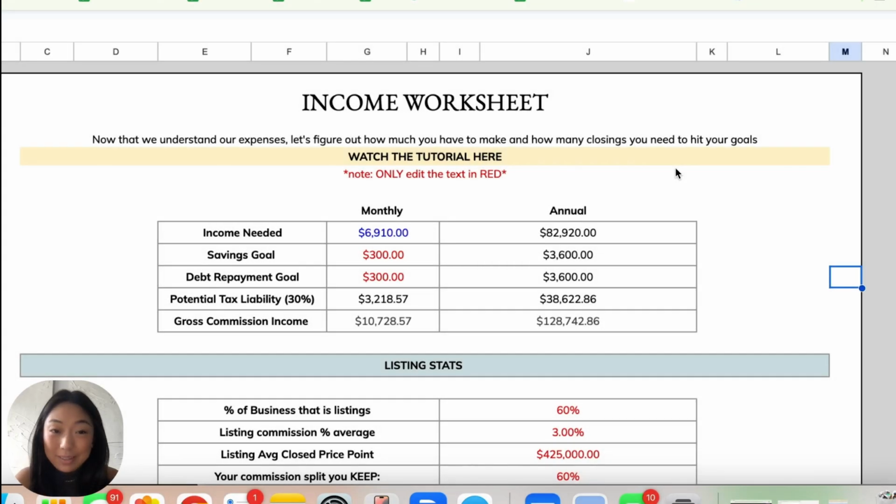Here comes the fun part. Now that we understand our expenses, we have to figure out how much we need to make in order to make sure that all our bills are paid on time. So first, let's work backwards to figure out how much gross commission income we need to make.